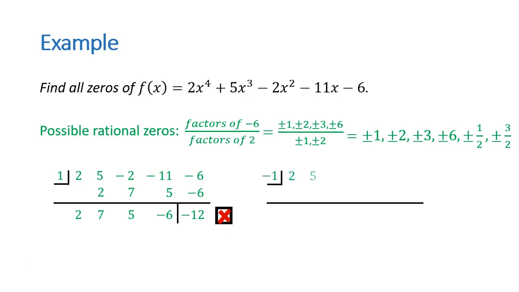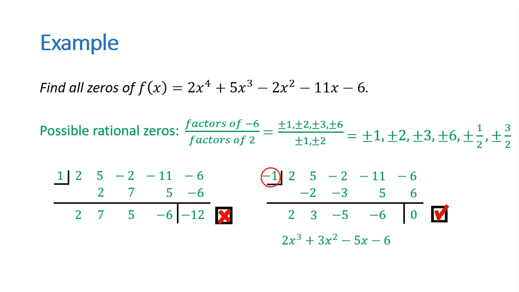Now let's check negative 1. So bring down your 2. Negative 1 times 2 is negative 2. Then we get a 3, negative 3, negative 5, positive 5, negative 6, and positive 6 this time. So we combine on our last column, and we get a remainder of 0, which means that negative 1 is one of the zeros, one of the x-intercepts of this particular polynomial function. Now let's see what we're left with. Remember, our quotient is the bottom line. Those are the coefficients for the terms in our quotient. So we have 2x cubed plus 3x squared minus 5x minus 6.